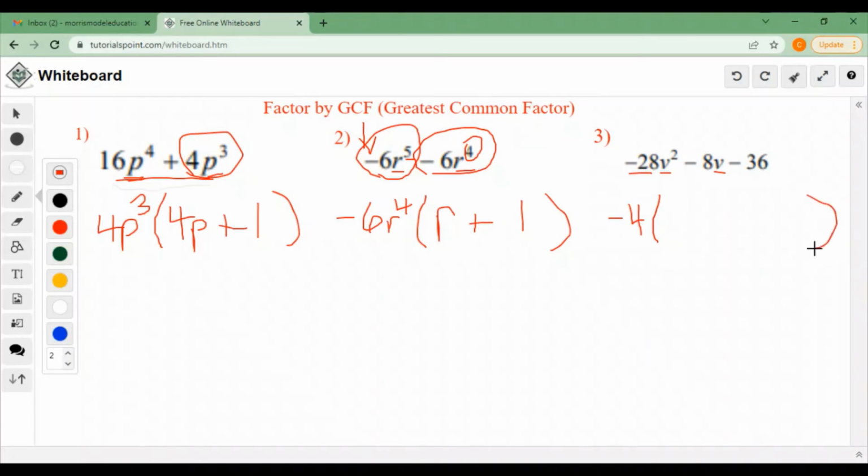No variable this time. That's okay. Well, what's negative 28 divided by negative 4? I think that's positive 7, right? And since there wasn't a v squared in the GCF or a v, we'll just leave the v squared there. There's nothing to take away there. Negative 8 divided by negative 4 is a positive 2, so we're going to say plus 2, right? And then there's no v's to take away, so we leave the v that was there. And negative 36 divided by negative 4 is a positive 9, okay? So this has been factored by GCF.